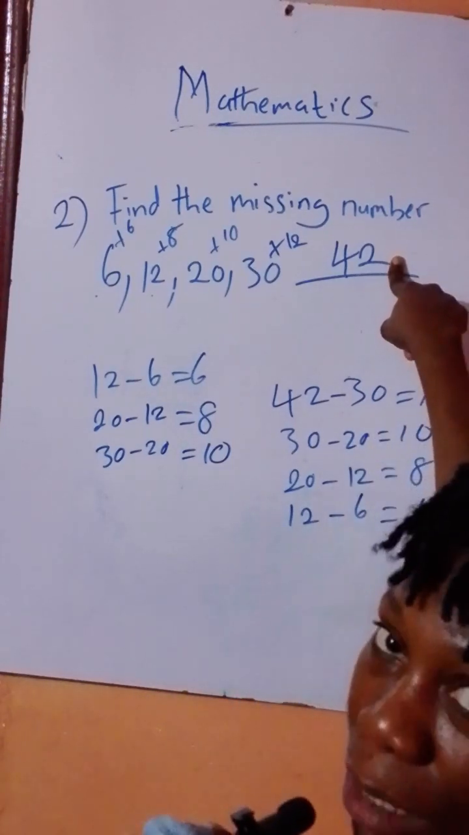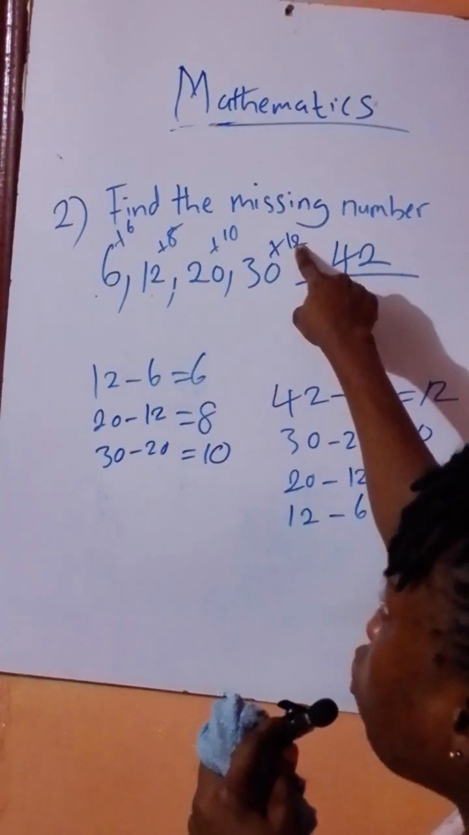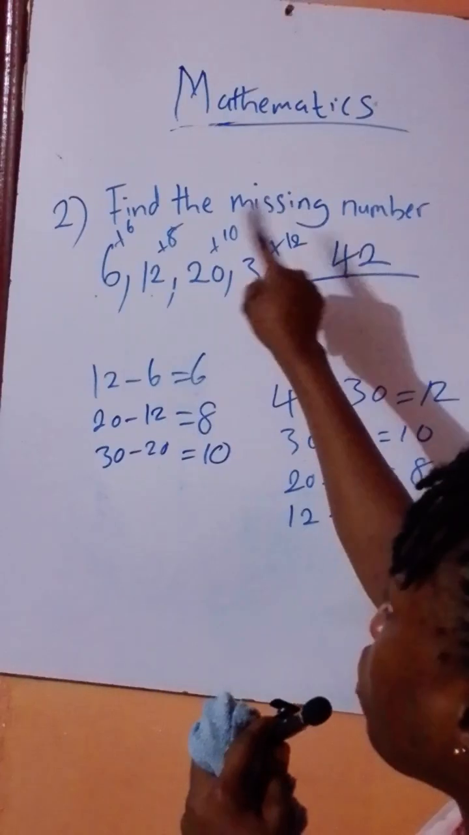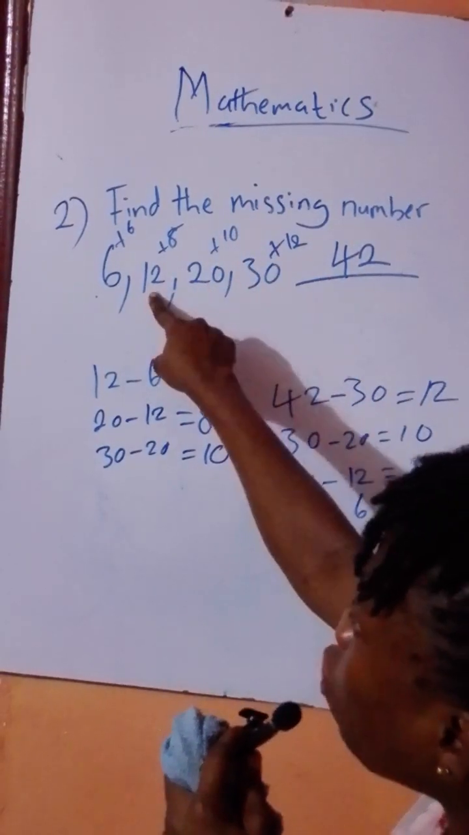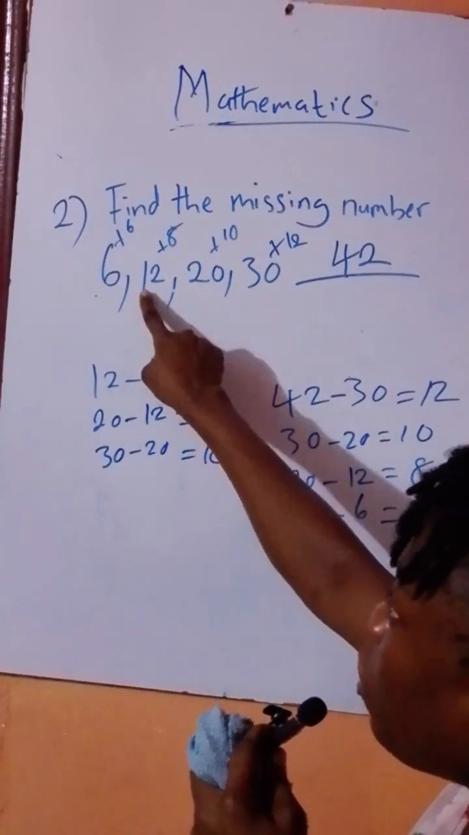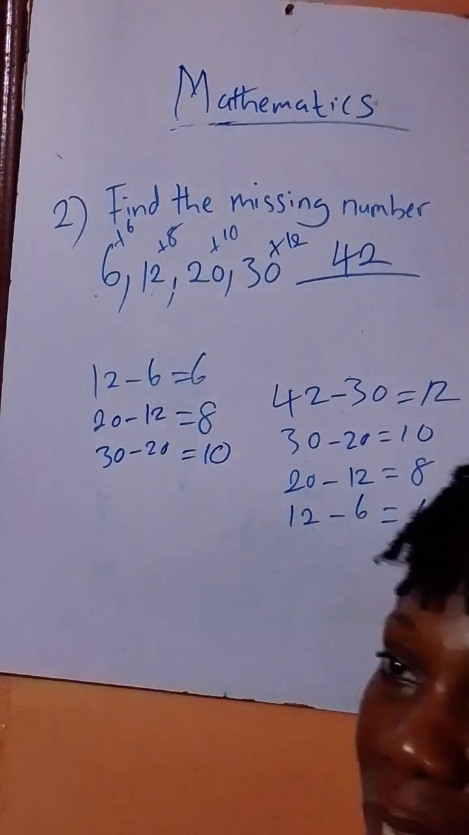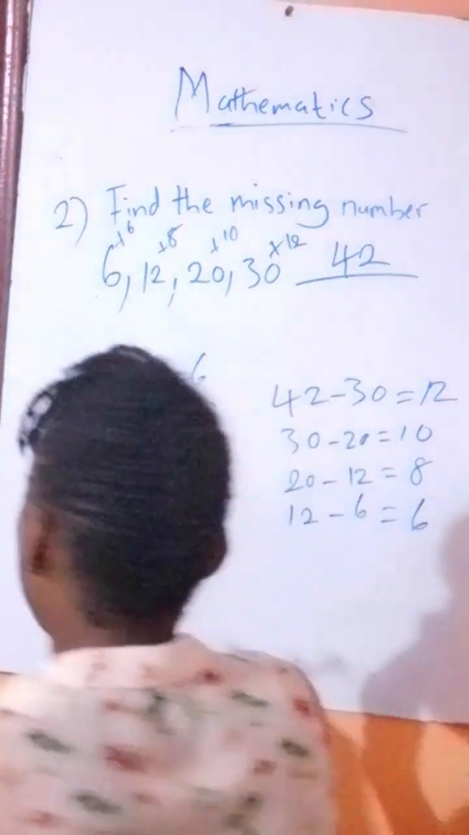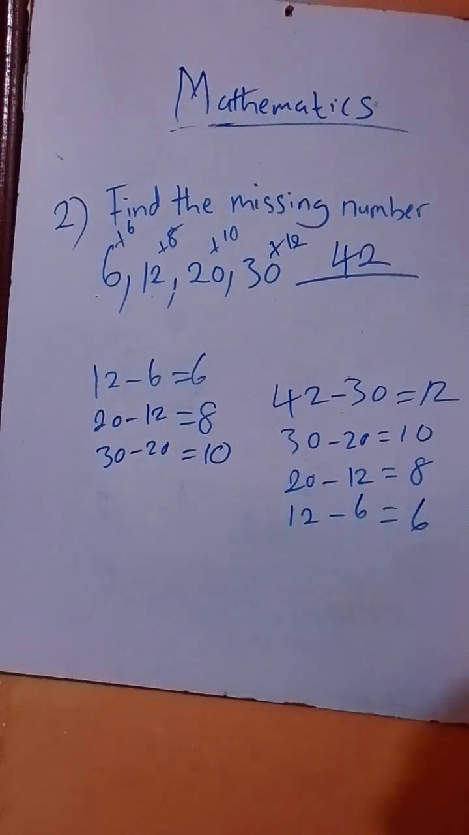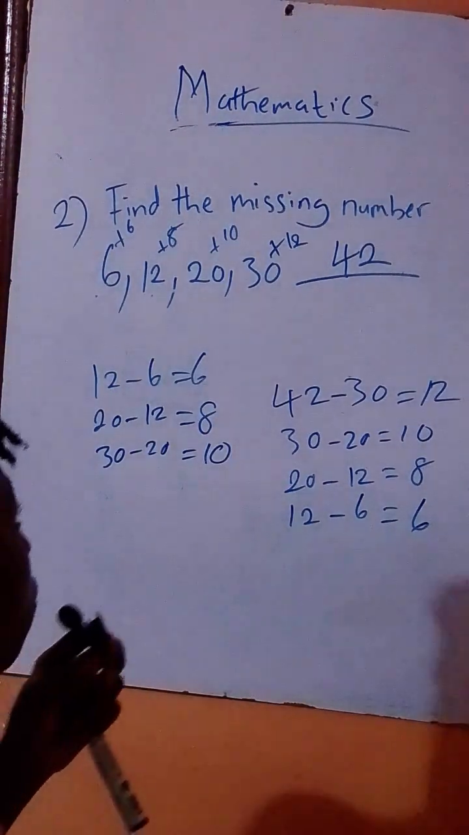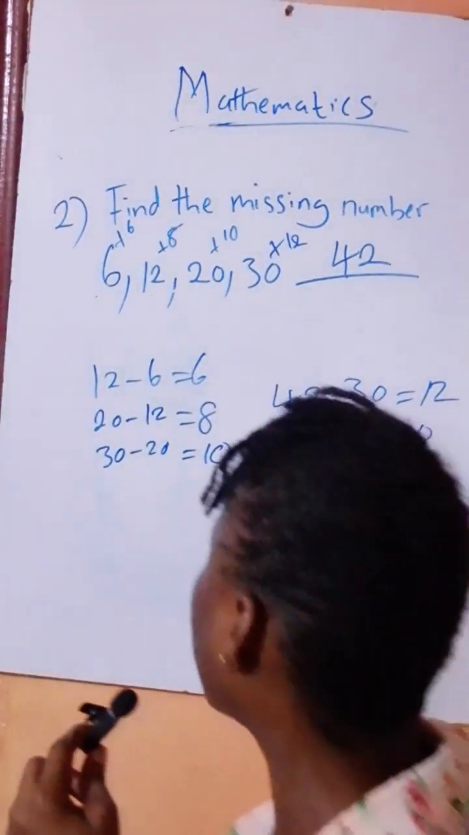Then let's take it backward. This 42 minus this 30 is going to give us 12. This 30 minus this 20 gives us 10. This 20 minus this 12 will give us 8. This 12 minus this 6 will give us 6. That's how we got 42, our answer. So this is it. I hope you understand what we did.